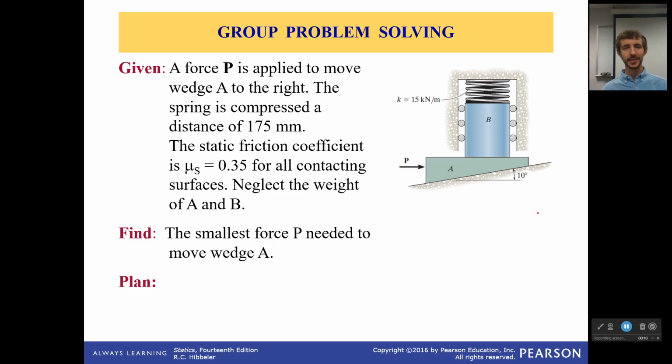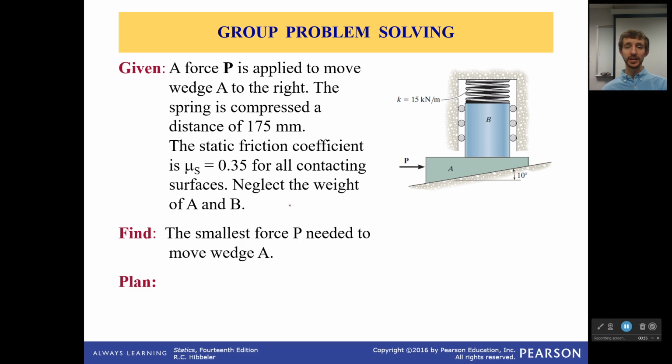problem. Now what do we have here? Well, we have a force P. We're applying it to move the wedge A to the right. Moving it to the right. Impending motion. The spring is currently compressed a distance of 175 millimeters. That's the start. We know what the static friction coefficient is for all contacting surfaces. But you notice there's rollers right here, so no friction.